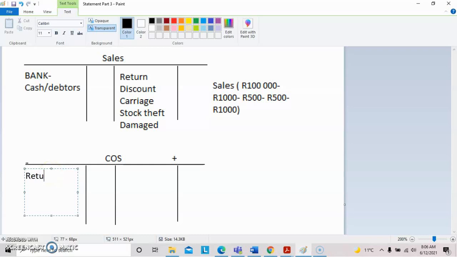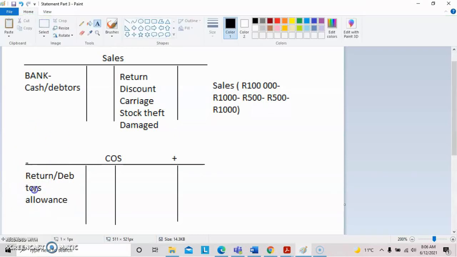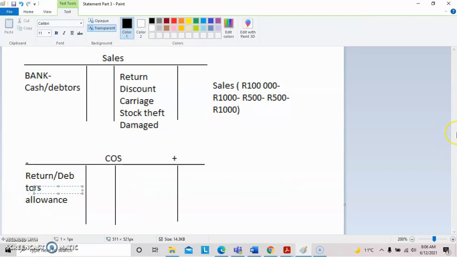The returns, it's more like debtors allowances. So we say debtors allowances. Okay. Wow. Okay, I don't have enough space, but it's okay. Let's just continue.